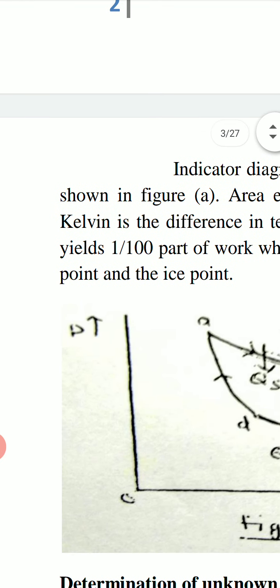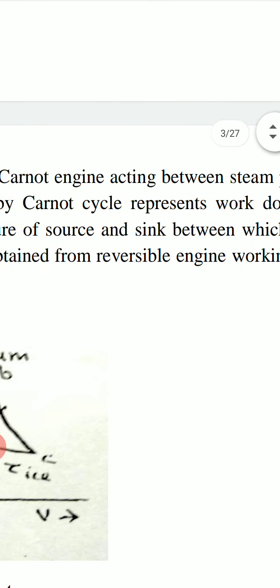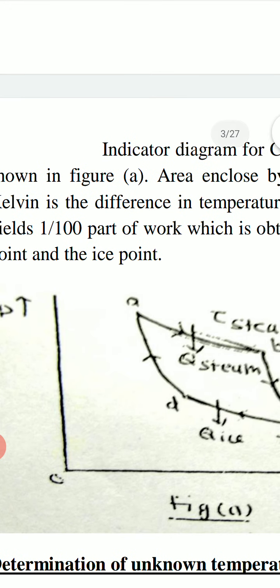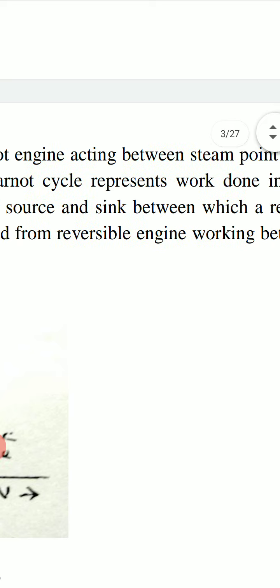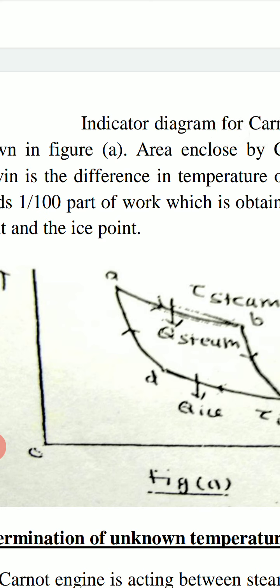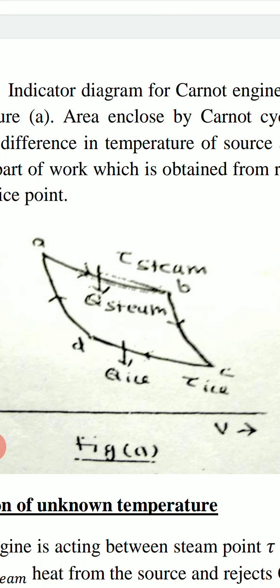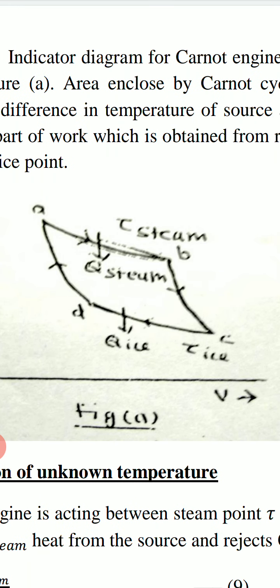So 1 degree Kelvin is the difference in temperature of source and sink between which a reversible engine yields 1/100th part of the work which is obtained from a reversible engine working between the steam point and ice point. 1 degree Kelvin will be the difference in temperature of source and sink for which the work done is equal to 1/100 times the work done by this Carnot engine which works between tau steam and tau ice. In this way we can define 1 degree Kelvin.